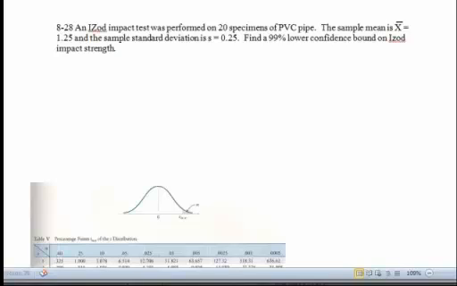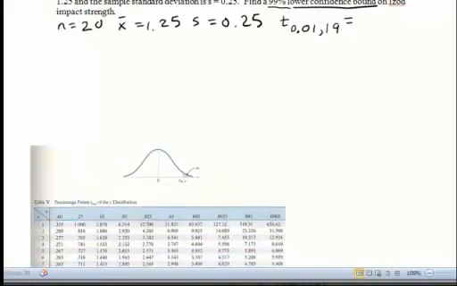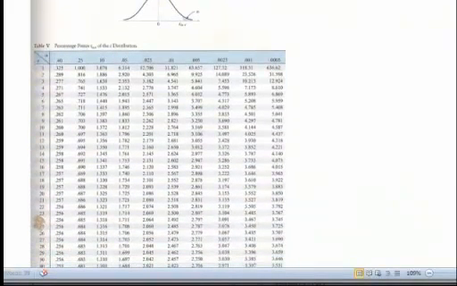So we would begin by saying, what's our n? Well, it's 20, X bar is equal to 1.25, S is equal to 0.25. So we're just calculating what we know. Now, 99% lower confidence bound, so we're looking for t of 0.01, and we don't have to cut it in half because it's only single-sided. Our degrees of freedom are 19. Looking at 0.01 with 19 degrees of freedom, we should have 2.539.